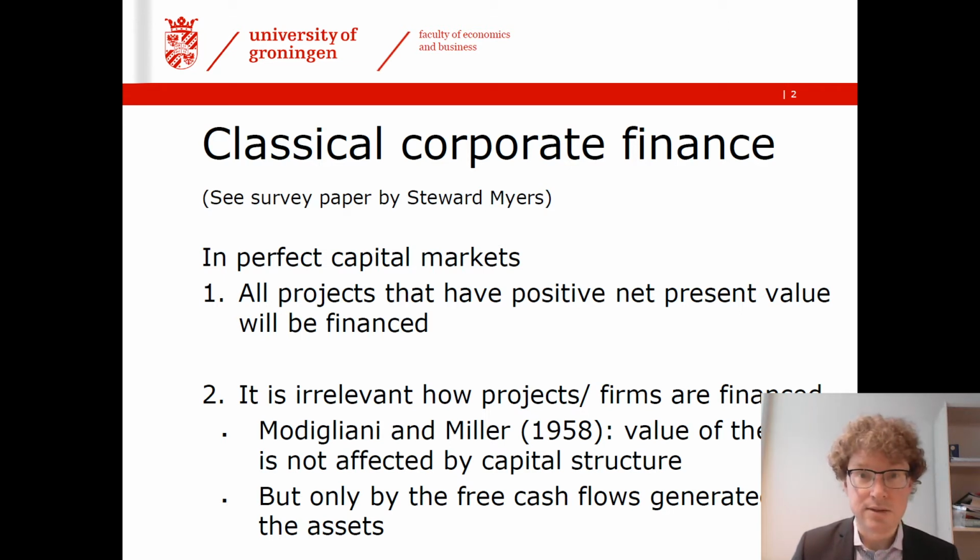What we also learned in this same ideal or perfect world is that it is irrelevant how a project or a firm is actually financed. And if you remember, this is of course the famous theory by Modigliani and Miller, which says the value of the firm is actually not affected by the capital structure, by the debt and the equity, the way the firm is financed, but only by the asset side of the firm. So what are the free cash flows that are generated by the assets? That's what determines firm value, and nothing on the liability side, if you wish.